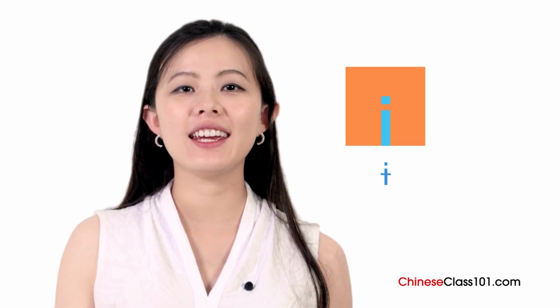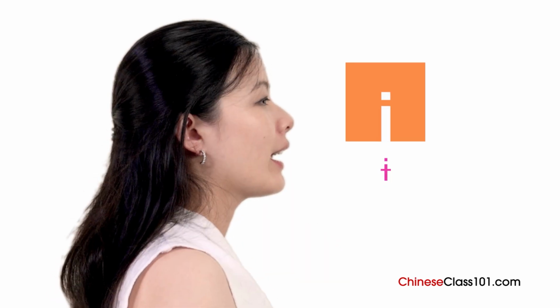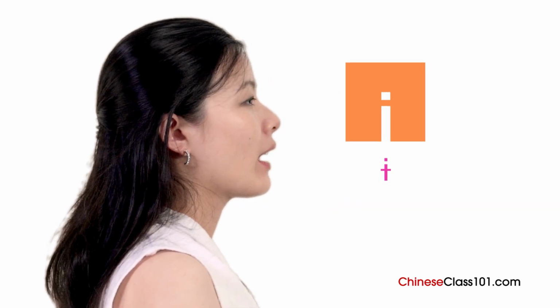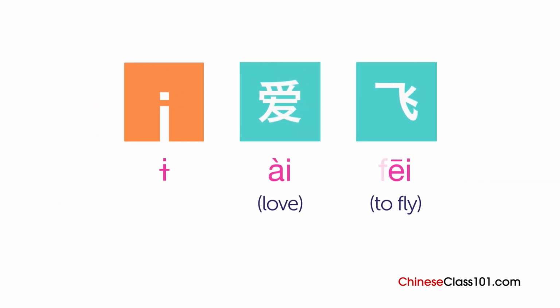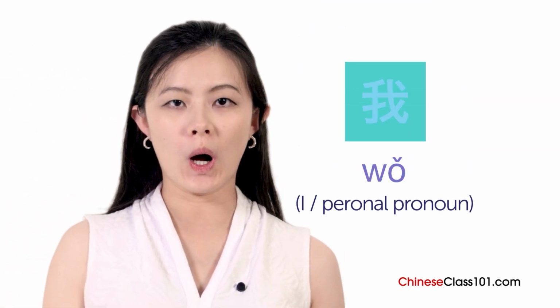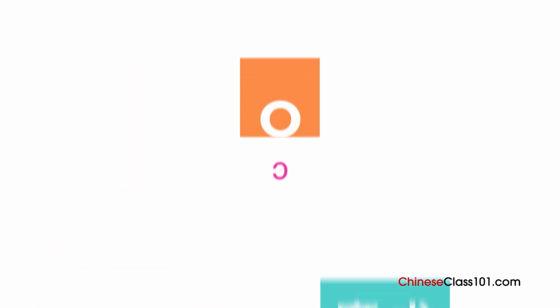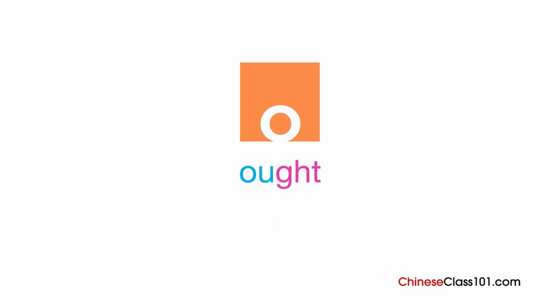When paired with the following, the I changes. It's identical to the short I sound in the word bit. The next vowel is O. It's identical to the OU sound in the word ought.